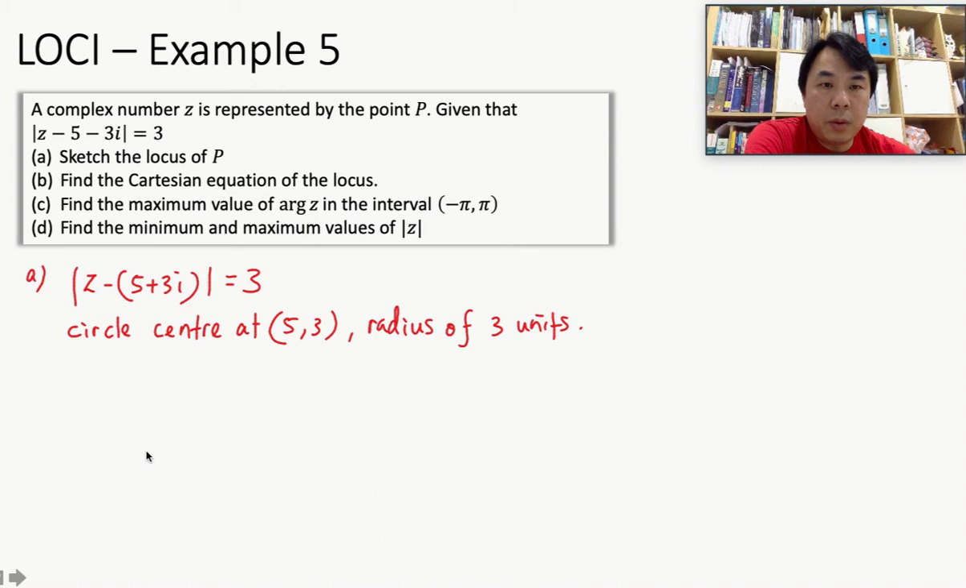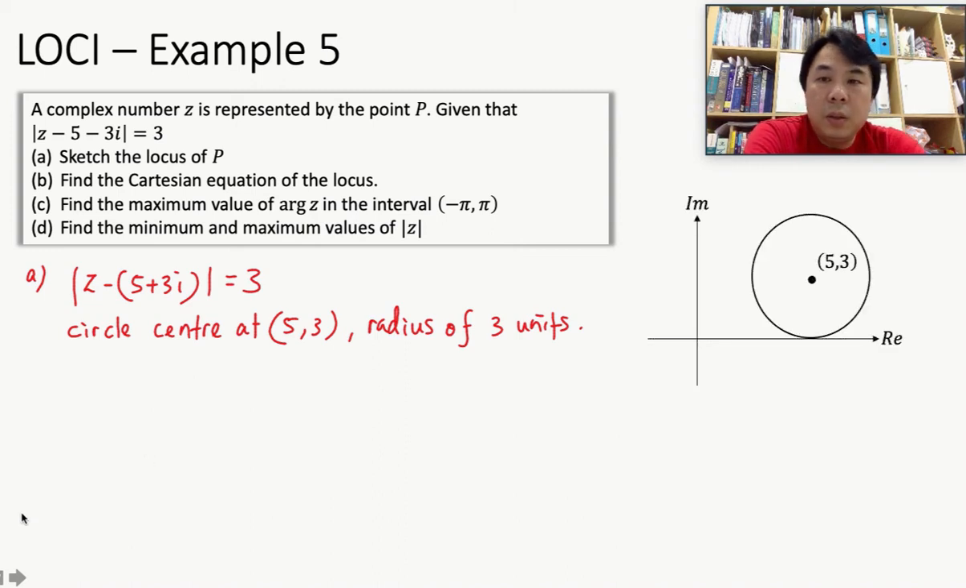This is how the diagram looks like. Right? So it's a circle centered at 5, 3, radius 3 units. So we are very clear that it's touching the real axis at one point here, because the radius here is actually 3 units. Okay, so I hope that is clear for A.